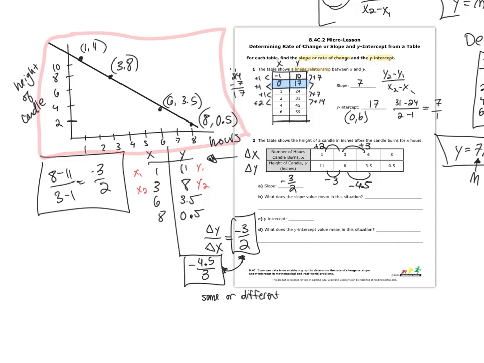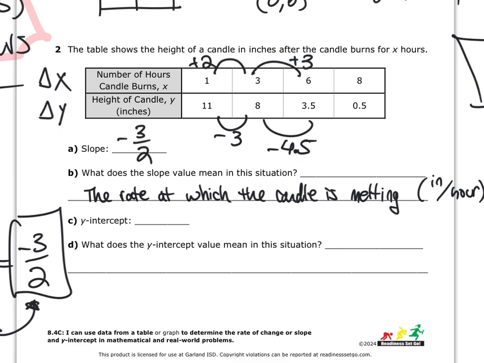So our candle is melting is what's going on, and the slope represents the speed at which it is melting, the rate at which it's becoming shorter. There we go. So the slope represents the rate at which the candle is melting in inches per hour, and it is a negative slope because the candle is getting shorter.